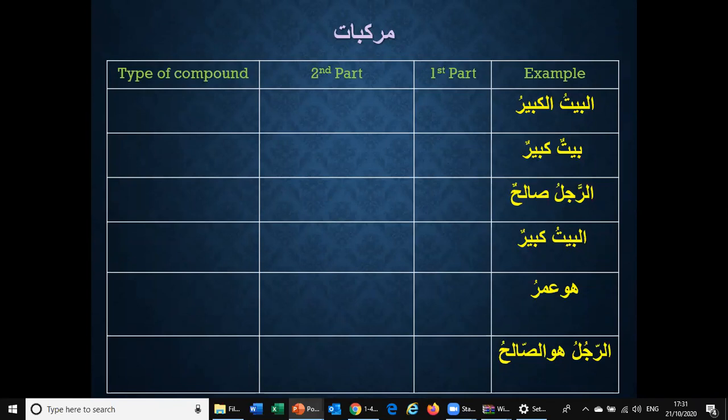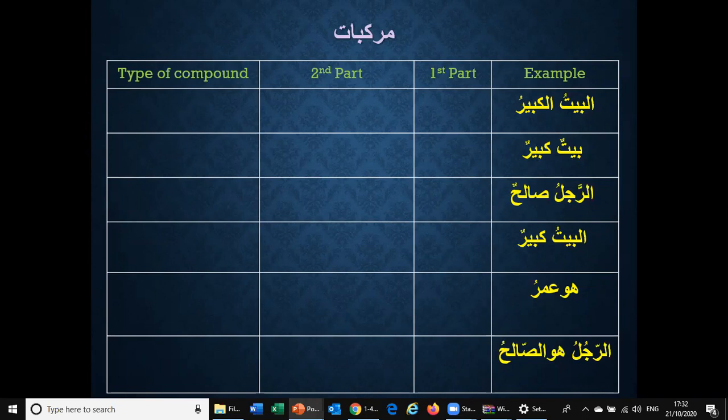Murakkab tawsifi, because they correspond to each other in all four respects. Third one, ar-rajulu salihun. So the first part is, what is ar-rajulu? With al, it is ma'rifa. What is salihun? Without al, it is nakira. So first part ma'rifa, second part nakira. What is it? This is jumla ismiya, mubtada khabar. Okay, complete sentence.